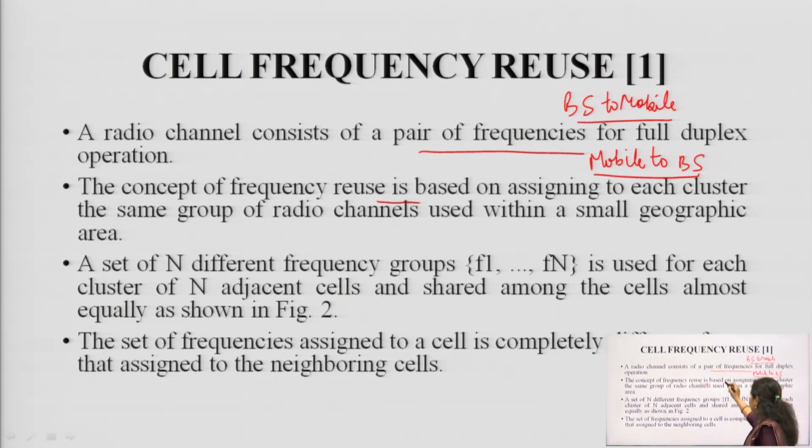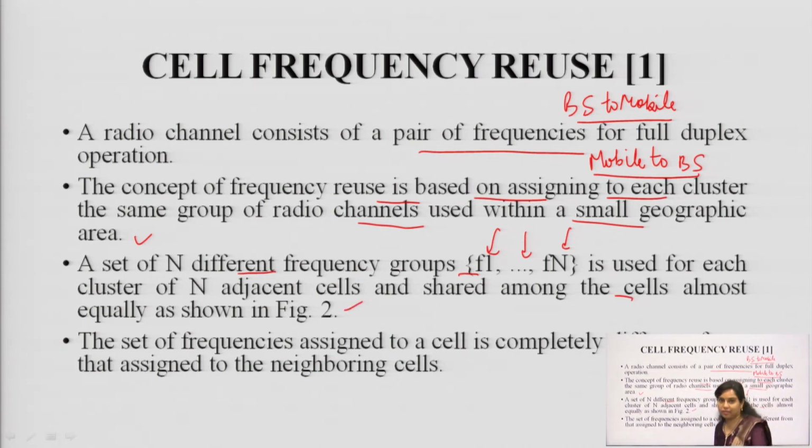So, the concept of frequency reuse is based on assigning to each cluster the same group of radio channels used within a small geographical area. A set of n different frequency groups like F1, F2 up to Fn is used for each cluster of adjacent cells. So, it will be shared among the cells as equally as possible. In figure 2 I am going to show you how you have to divide a particular area into different cells. The set of frequencies assigned to a cell is completely different from that assigned to the neighboring cell. So, this is how the set of frequencies will be divided into different cells.